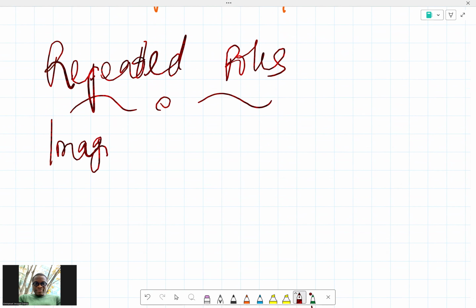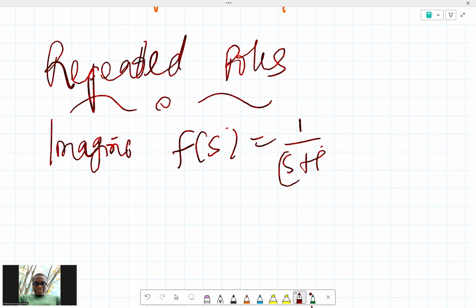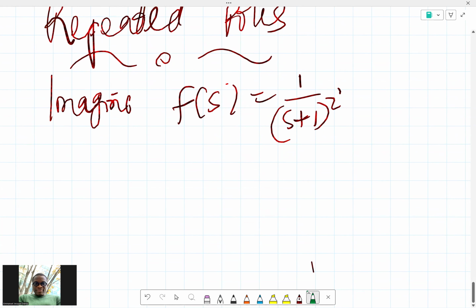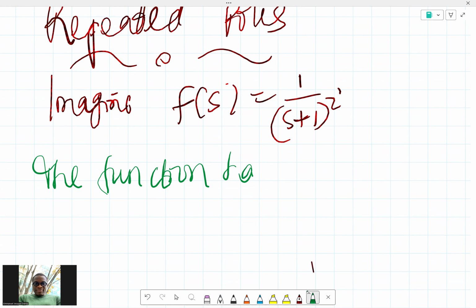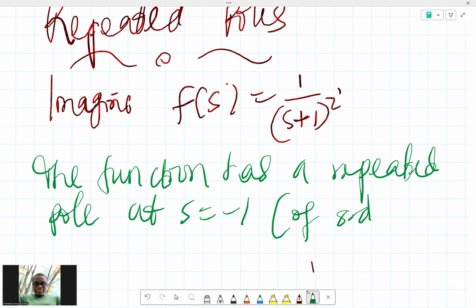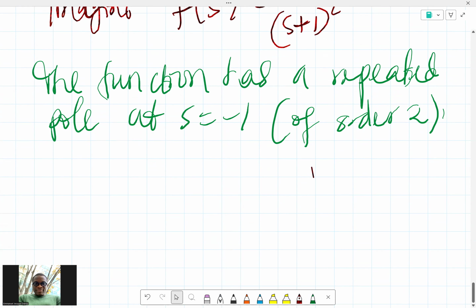Imagine you have f of s equals 1 over (s plus 1) squared. Okay. So if you have that, that simply means that the function has a repeated pole at s equals minus 1 of order 2, because the power is 2. So that's repeated twice, basically.